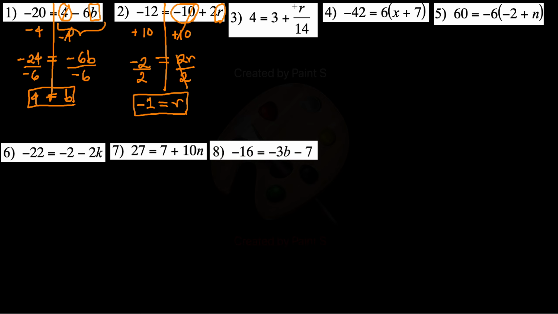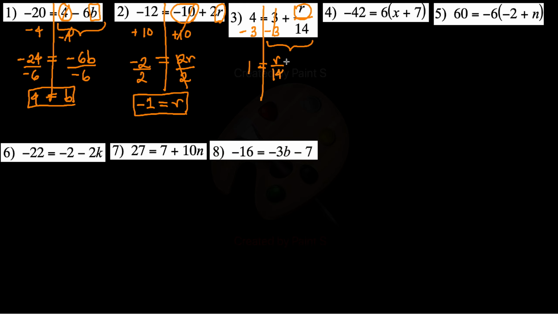Now this one. Again, I want r by itself. Don't get scared because you see this r over 14, right? What's my first step if I want to get r by itself on this side of the equal sign? Well, what's furthest away from r? It's this 3. So you can minus 3 on both sides. 3 minus 3 is 0, and you're just left with r over 14 equals, and then over here, whatever I do to one side, I have to do to the other side. 4 minus 3 is 1.